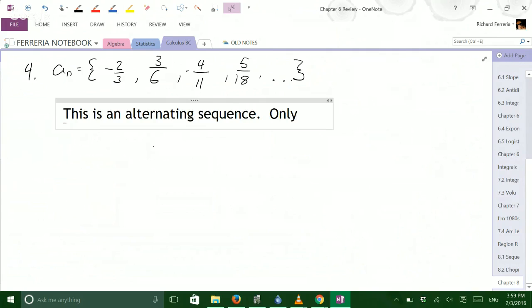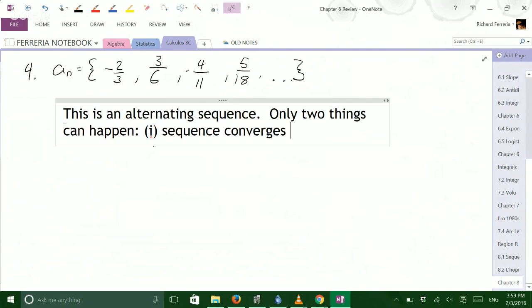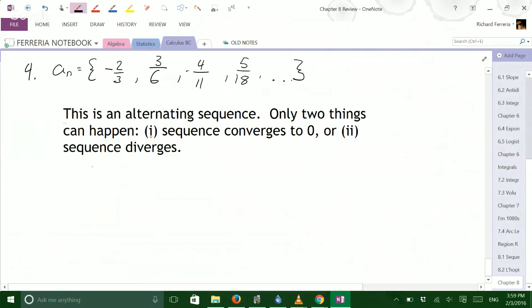So only 2 things can happen. Either 1, the sequence converges to 0, or 2, the sequence diverges. Remember, this is only true for an alternating sequence. So let's check if this actually goes to 0.